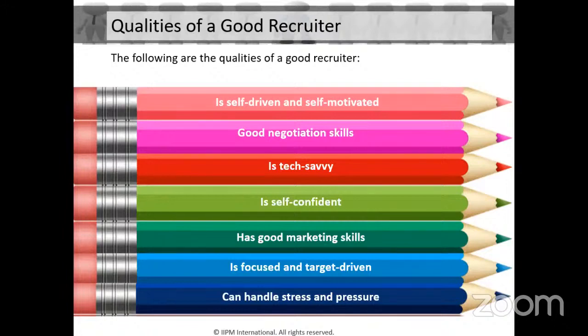So have good negotiation skills. You see, like Ehi's case, if the person that recruited Ehi had good negotiation skills, they would have been able to help her understand what exactly they are going to pay, instead of just sending a letter that is ambiguous, that does not have much clarity. Okay, a good recruiter is also tech savvy. You need technology to be able to be very efficient. You need to be self-confident.